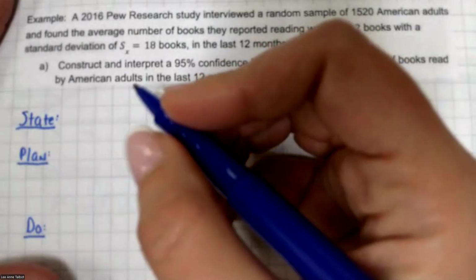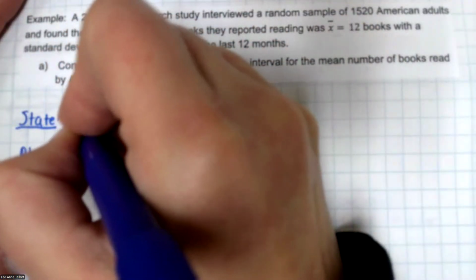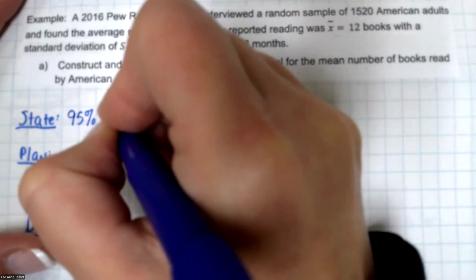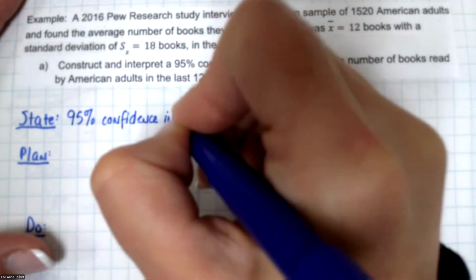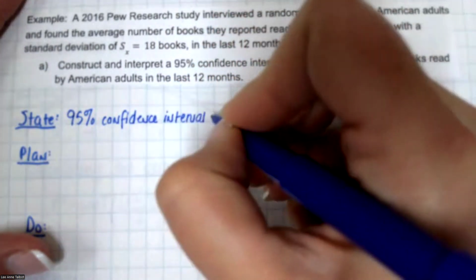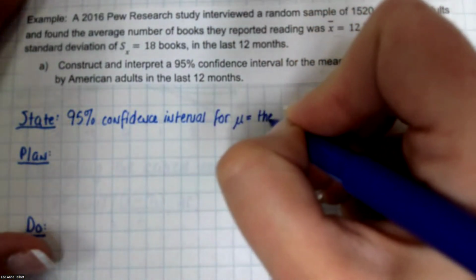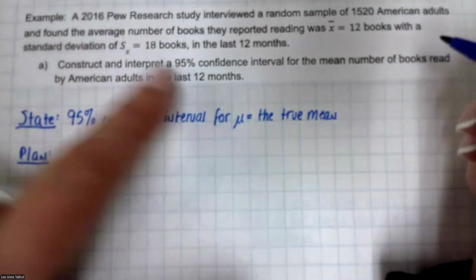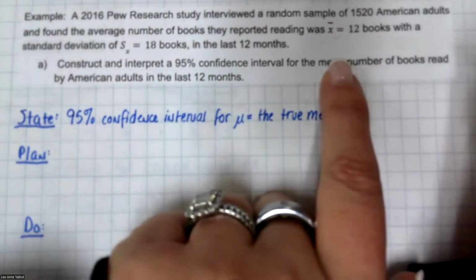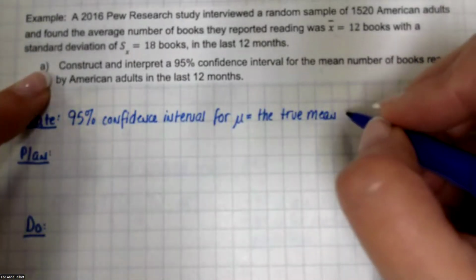And anyway, okay, so 95% confidence interval. Whoopsie. I didn't even realize what I was doing there. Or mu equals the true mean number of books read by American adults in the last 12 months.